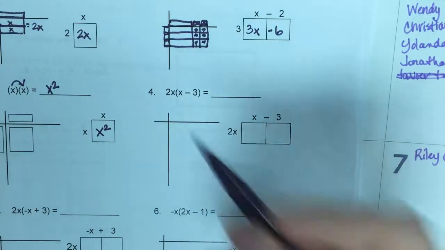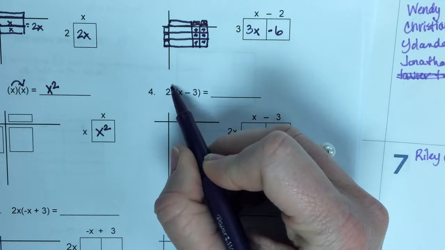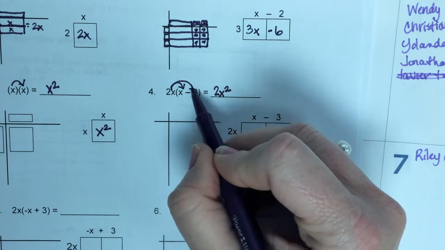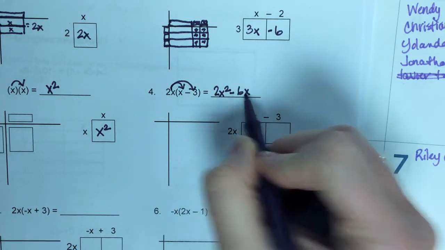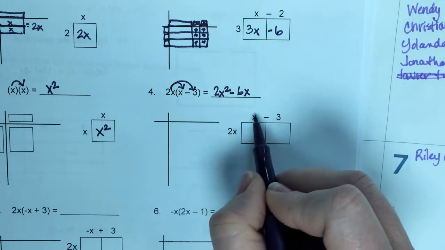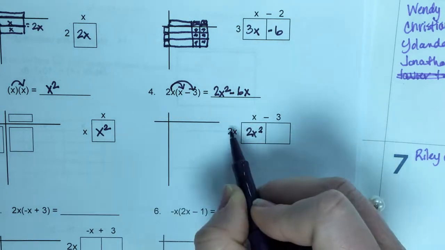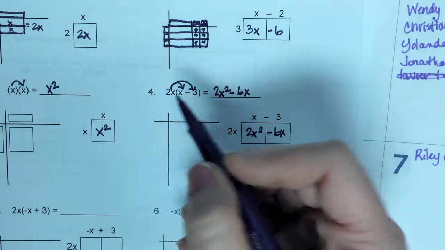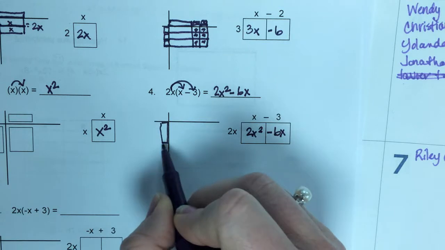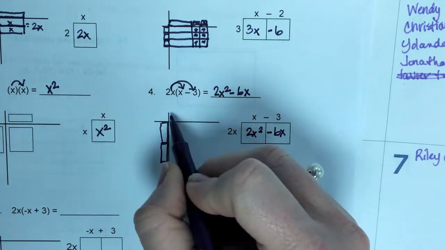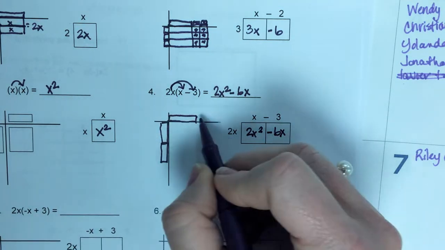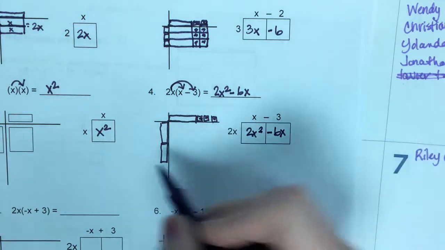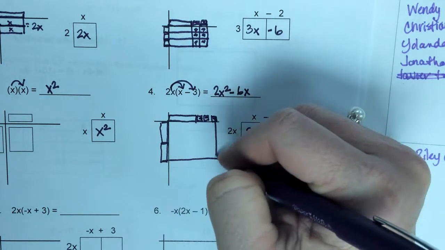All right, number 4. This time we're going to be multiplying 2x times x, which gives me 2x squared, and 2x times negative 3, which gives me negative 6x. Same thing here in the box: 2x times x gives me 2x squared, and then 2x times my negative 3 gives me a negative 6x. So let's do our tiles. So we have 2 x's, and then I have an x, and then 1, 2, 3, and shade them in for the minus 3. So now all we have to do is connect them.